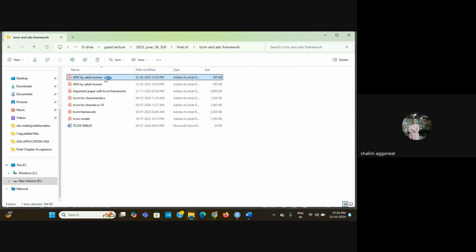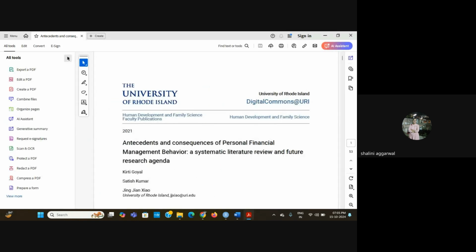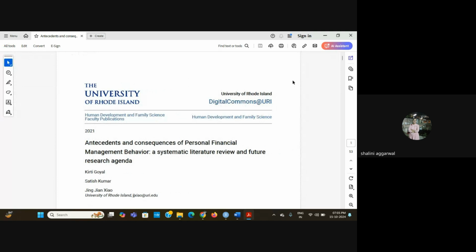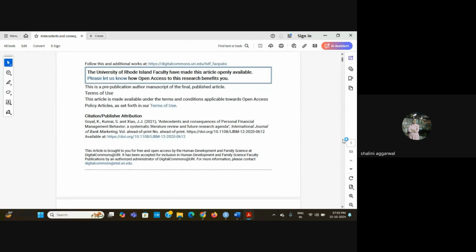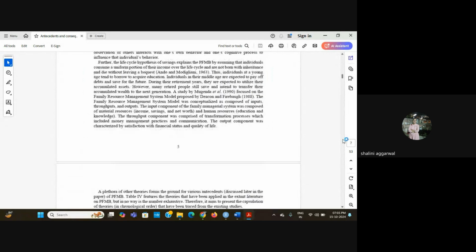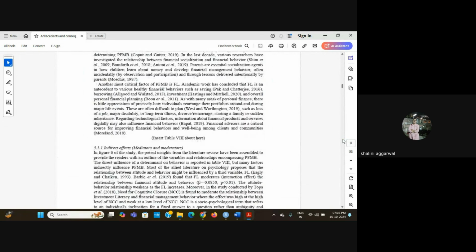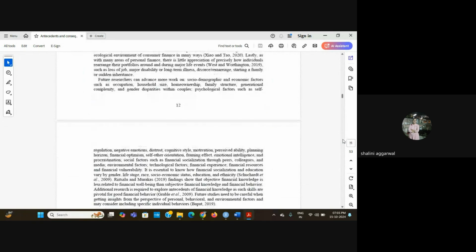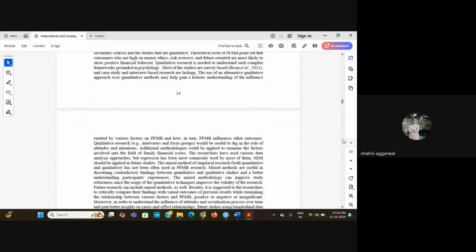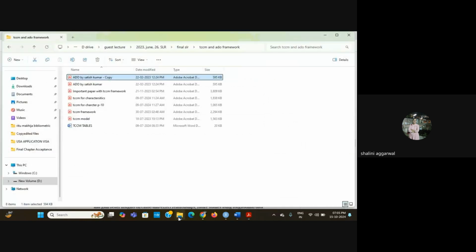Okay, so this is another way of presenting an ADO model. Yesterday I told you one way of making an ADO model. This is another way. This paper is by Satish Kumar, a professor at MNIT Jaipur. He has made it a little differently. This is the paper.